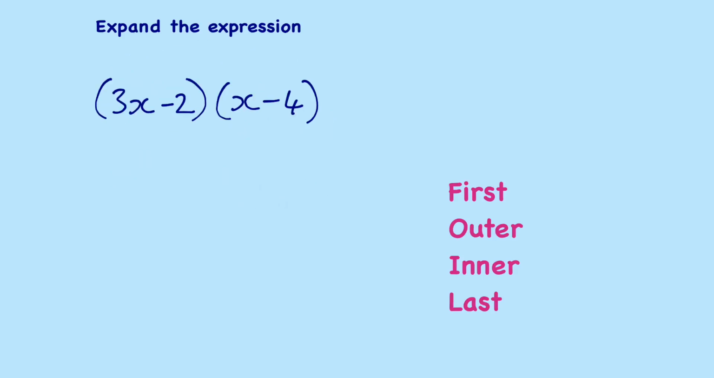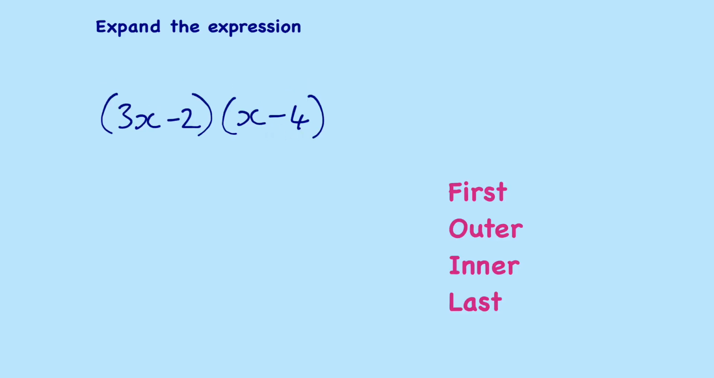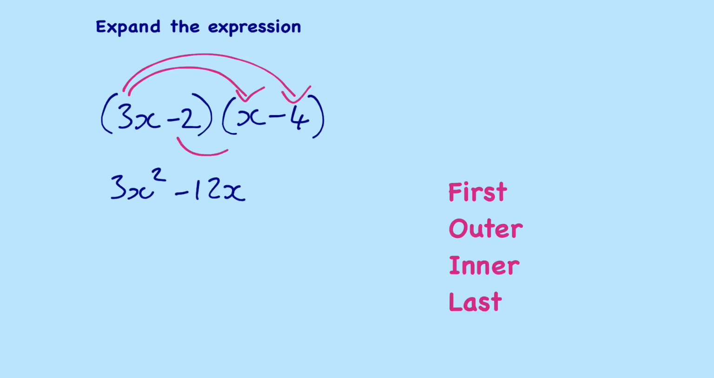In this next example, we have a couple of minuses, so we have to be careful. So we have 3x times x, which is 3x squared. Then we have 3x times minus 4, which is minus 12x. Then we have minus 2 times x, which is minus 2x. And then we have minus 2 times minus 4, which is plus 8.